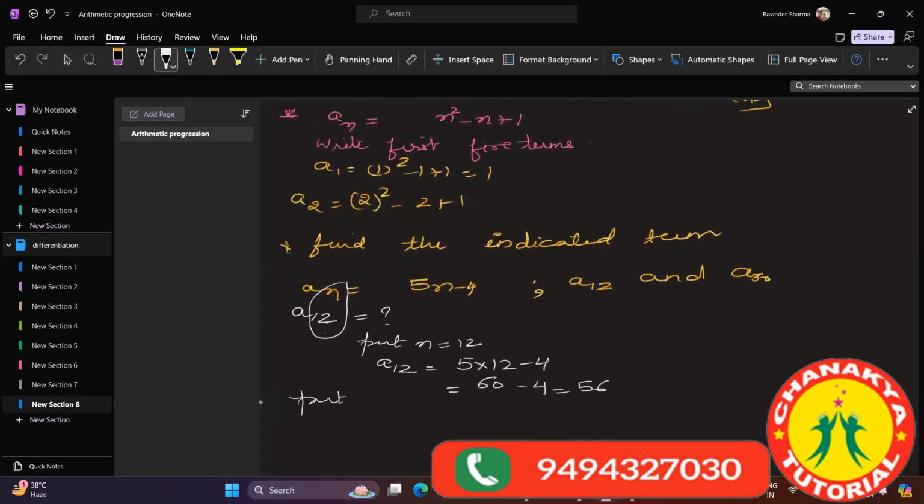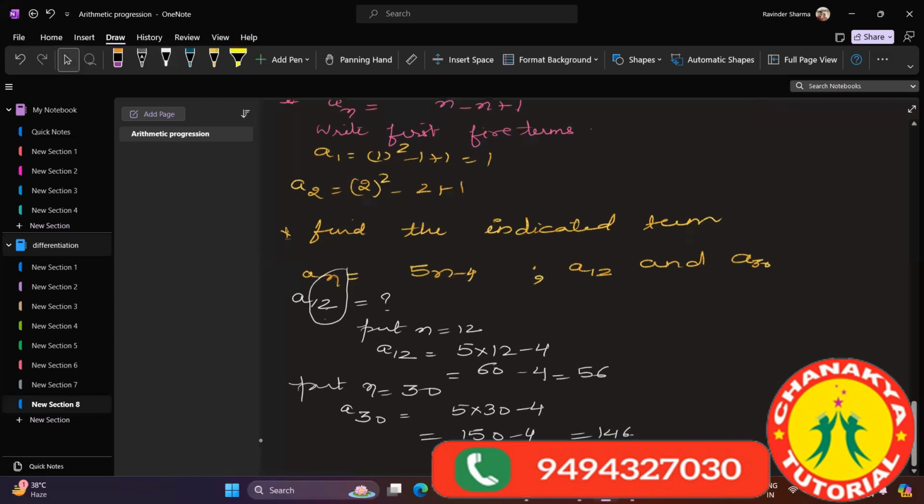It means you have to put n is equal to 30. So A30 will be 5 into 30 minus 4. So 150 minus 4. So 146 is the answer. Understood, beta? Yes, ma'am. Please note this.